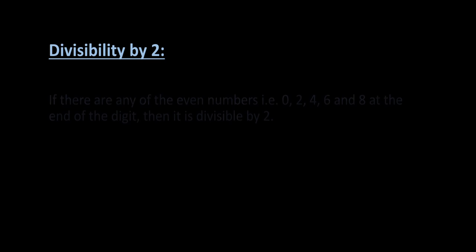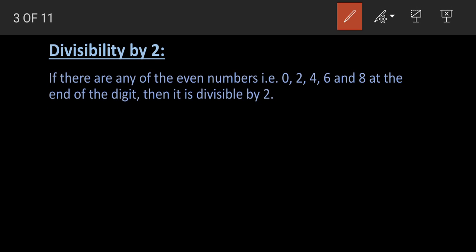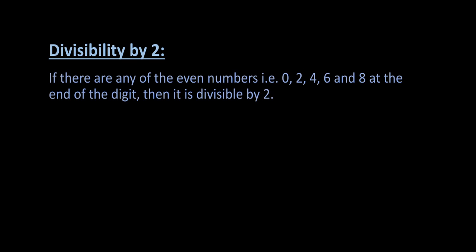First come to divisibility by 2. If there is any even digit, that is 0, 2, 4, 6 or 8, at the end of the number, then the number is divisible by 2. If any of these digits is present in the end place, or we can say in the unit place of the number, then the number is divisible by 2, otherwise it is not divisible by 2.